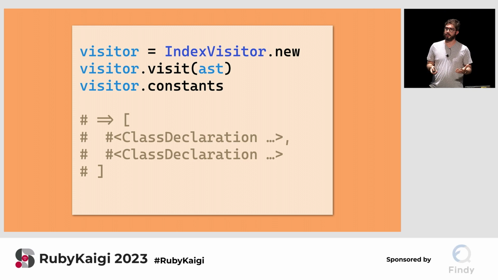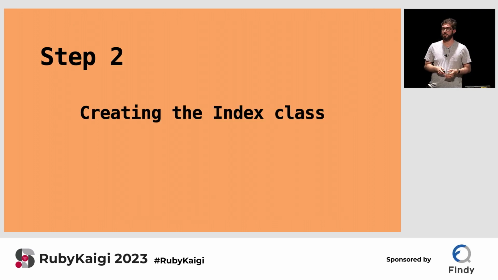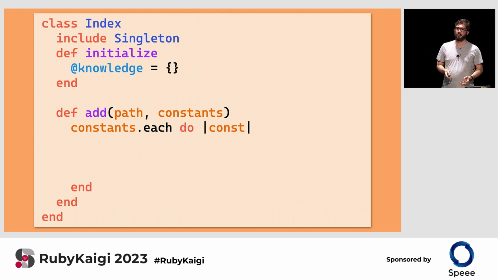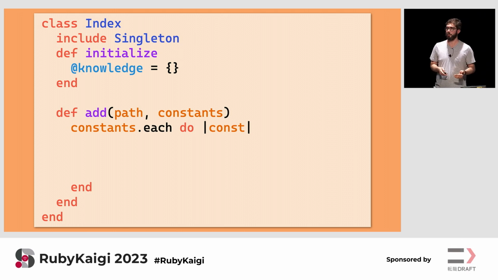So we can now extract the class declarations. We need a place to store them. We need the index implementation. The idea here would be to have a singleton object that has a knowledge hash where we're going to be storing all of those classes inside. And then the implementation for the add method receives the file path and all of the constants that we discovered in that file. And then we just do a little bit of manipulation to insert the information in the hash in the format that is more convenient for us.